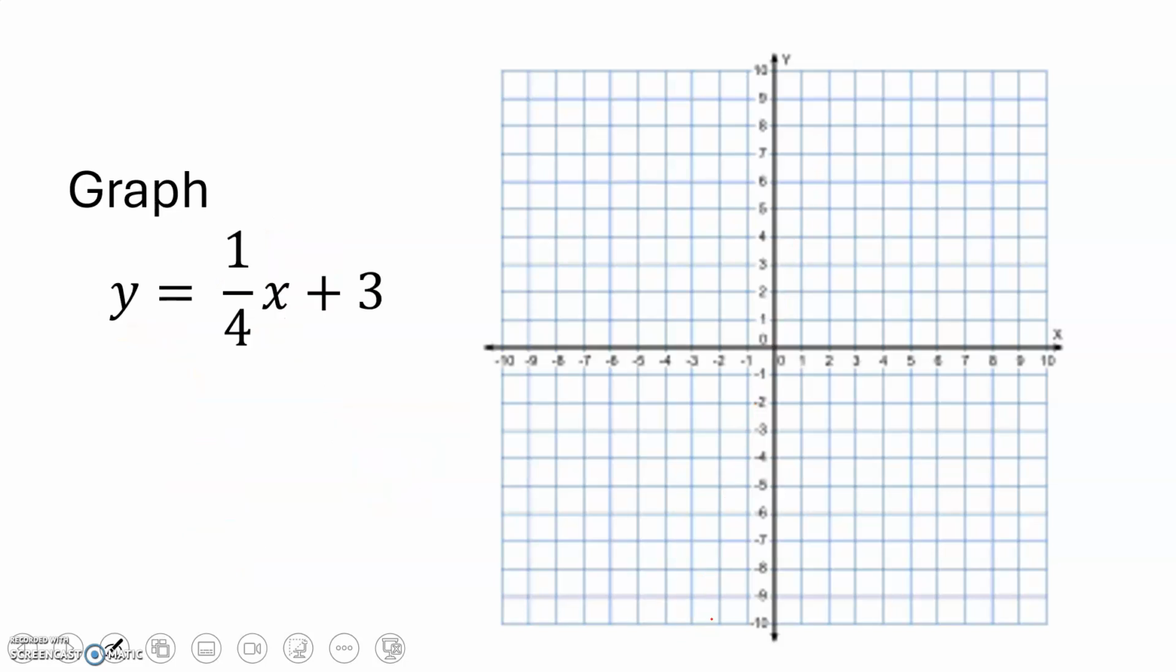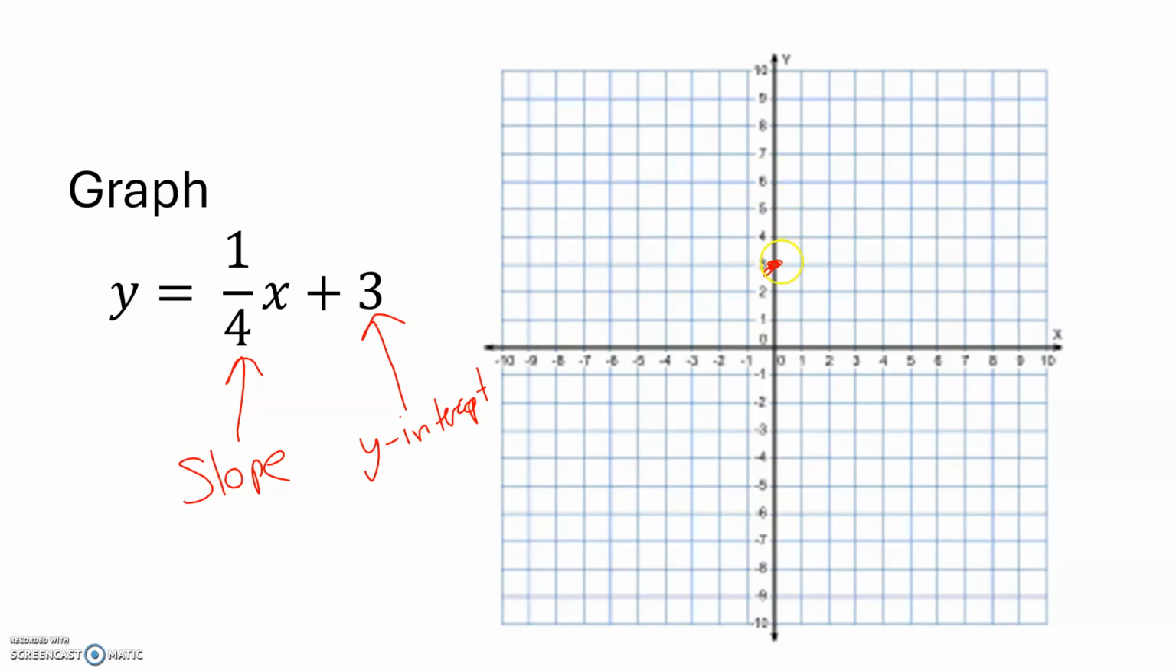Now, let's try again. y equals 1/4 x plus 3. So once again, the number in front of x is our slope, our rise and run, and the value added or subtracted is our y-intercept. So we know we will intercept at 0, 3 on the y-axis, and our slope says to rise 1 and run 4. So from this intercept, we will go up 1 unit vertically, and then 4 across horizontally.